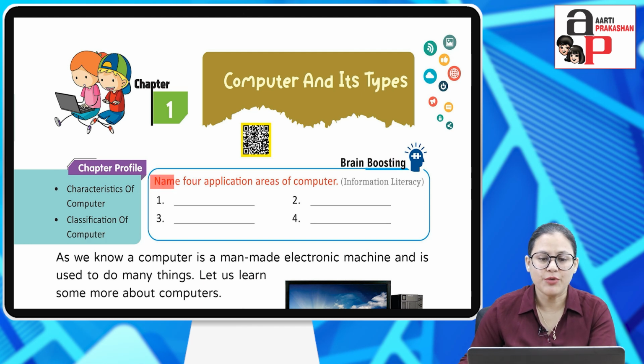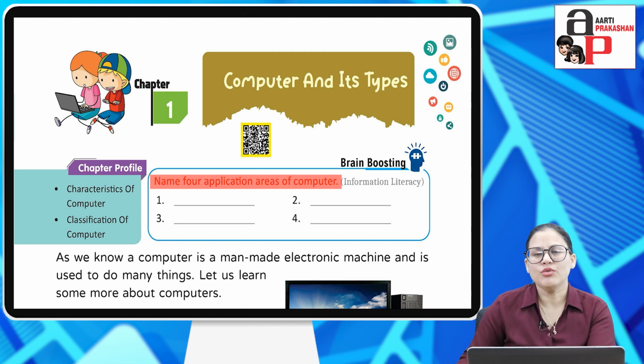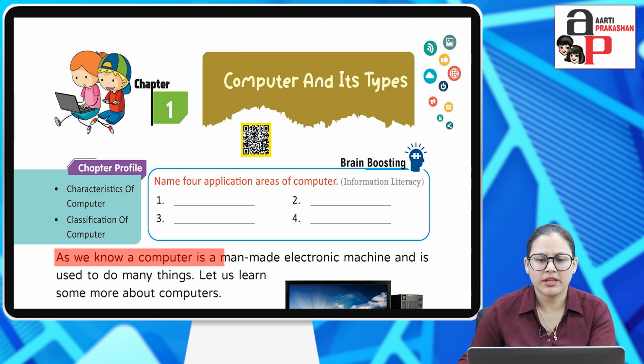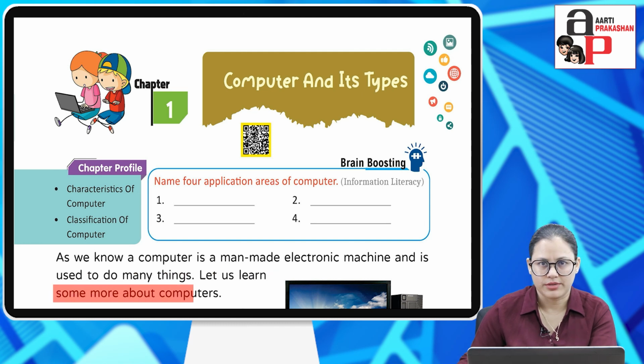Brain boosting: name 4 application areas of computer. Okay, so you can write here what are the 4 application areas of computer. I think you all know very well. As we know, a computer is a man-made electronic machine and is used to do many things. Let us learn some more about computers.